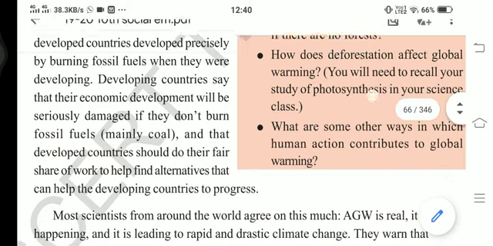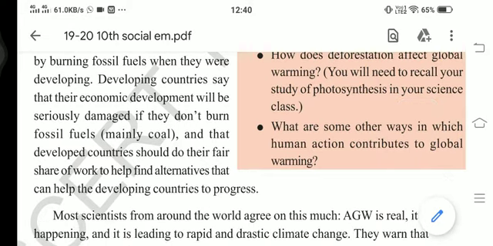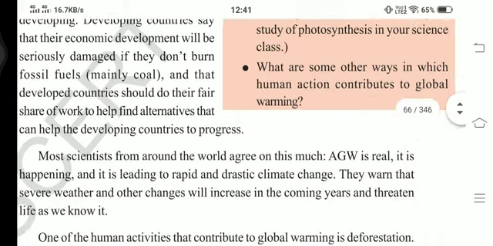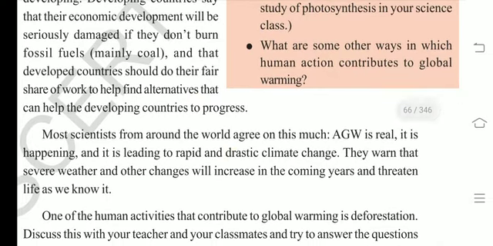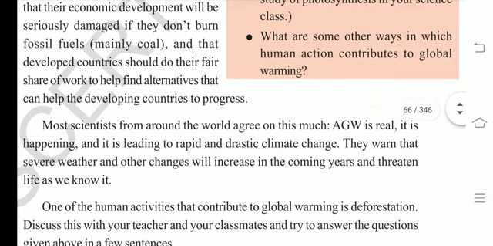What is that problem? Anthropogenic global warming, in short AGW, is real. Most scientists in the world agree that AGW is real. It is happening, and it leads to drastic climate change, meaning dangerous changes we have to face in the climate. They warn that several weather and other changes will increase in the coming years.